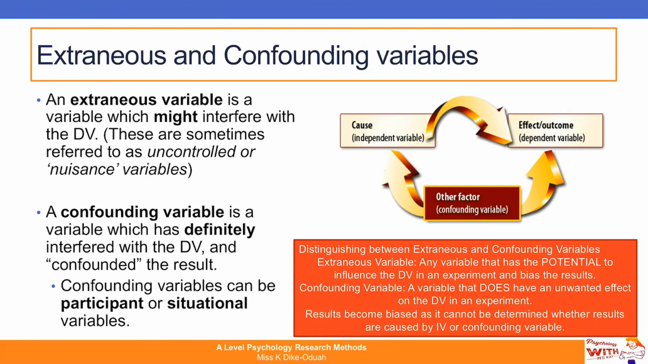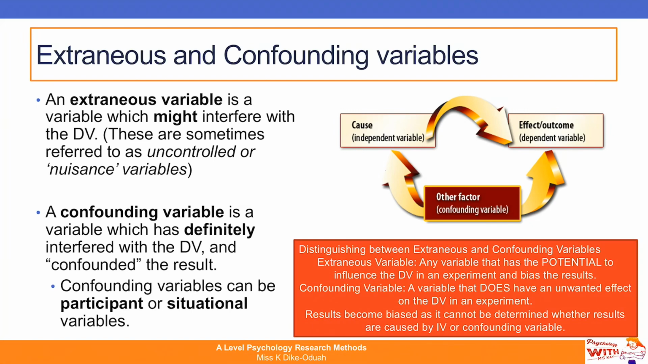Extraneous variables are kind of the umbrella term for all variables that have the potential to interfere with a particular study. This diagram on the screen really provides a clear illustration of how an extraneous variable or confounding variable can influence the independent variable, which has an impact on the dependent variable.